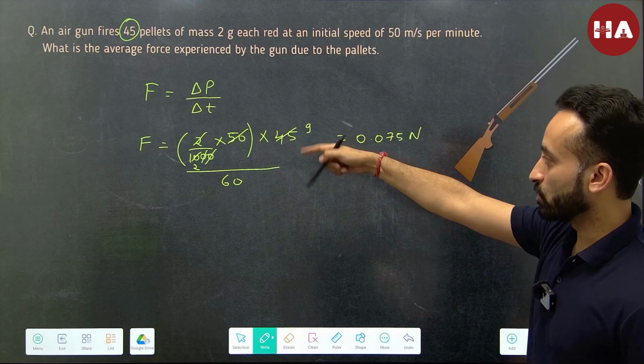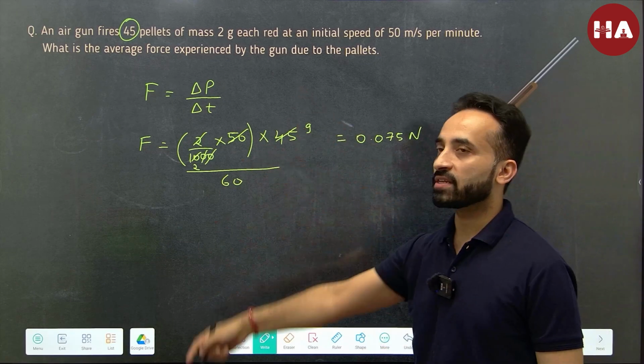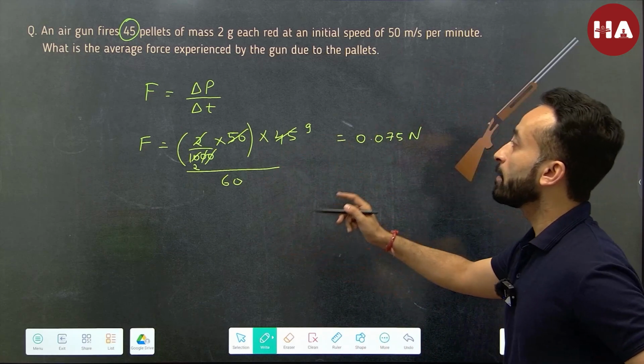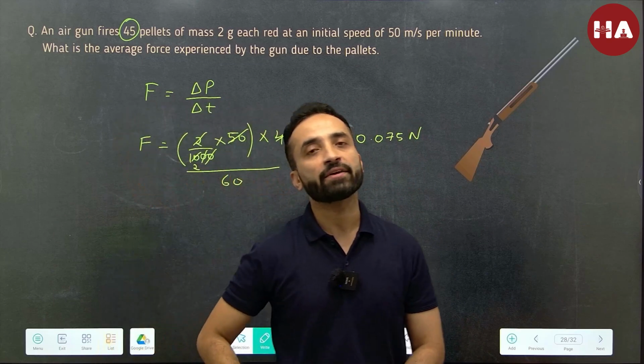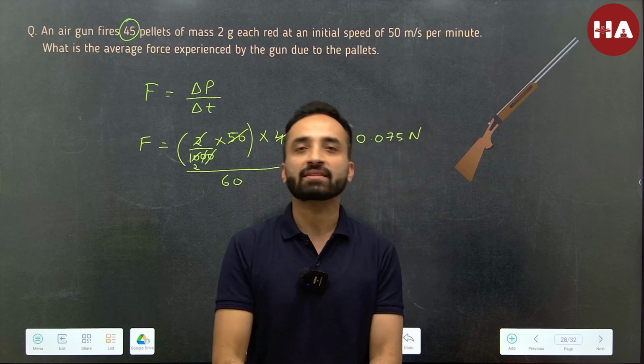Let's look at the calculation again. The mass of the pellet was 2 grams, so that's why we divided by 1000, and the velocity was 50 meter per second. But all this information is given that 45 bullets were being fired every minute. That is why we multiplied it by 45 and we took the time as 60.